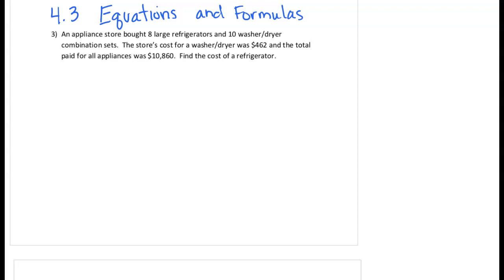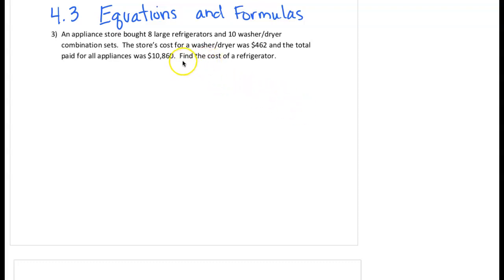Let's finish section 4.3 on equations and formulas. Question 3 says an appliance store bought 8 large refrigerators and 10 washer-dryer combination sets. The store's cost for a washer-dryer set was $462, and the total paid for all appliances was $10,860. Find the cost of a refrigerator.